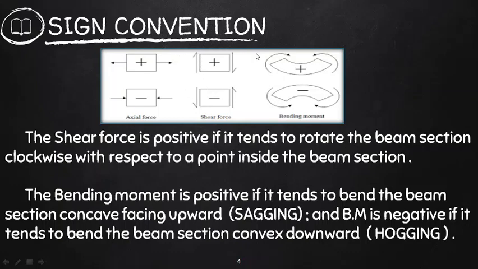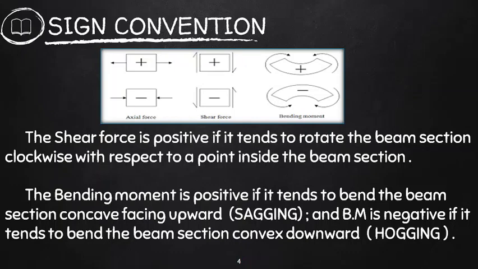So it becomes positive, and vice versa, if it moves anti-clockwise, then it is negative. Here this force is applied anti-clockwise, downward. Or you can easily remember that if on the left side there is an upward force and on the right side there is a downward force, then it is positive, and if on the left side there is a downward force and on the right side there is an upward force, then it is negative.